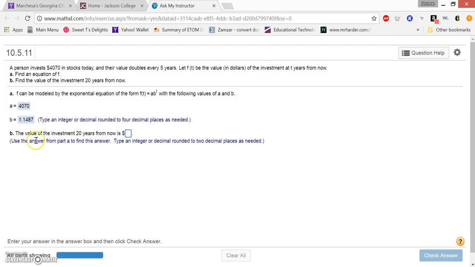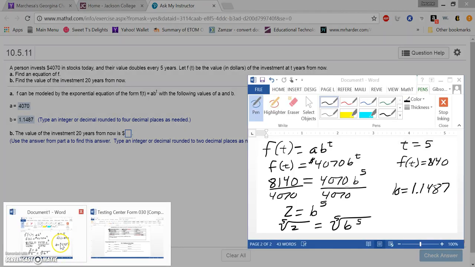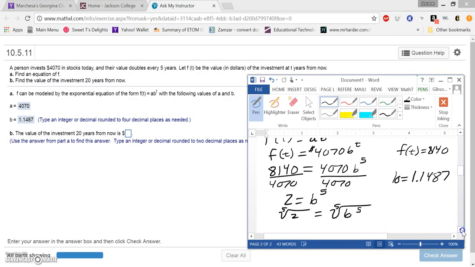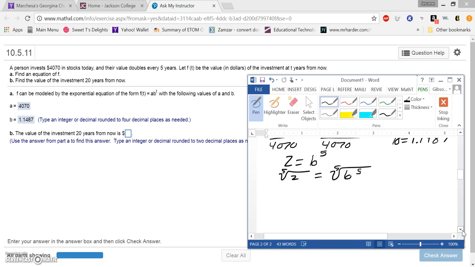Okay, now, it asks us here what would be the value of the investment 20 years from now. Okay, now, let's take a look here. We could write out our full equation now. Our full equation would be F of T is equal to 4,070 times 1.1487, because that'll substitute for B, to the T power.